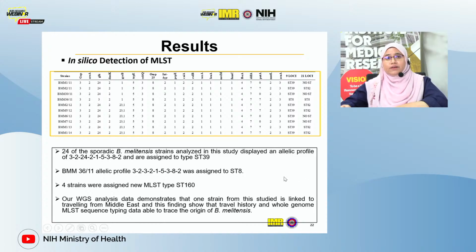And we found that 4 strains from the study had a new MLST number, which we sent to the curator, and it is novel, ST160. Therefore, our finding using whole genome MLST is able to trace the origin of Brucella melitensis.